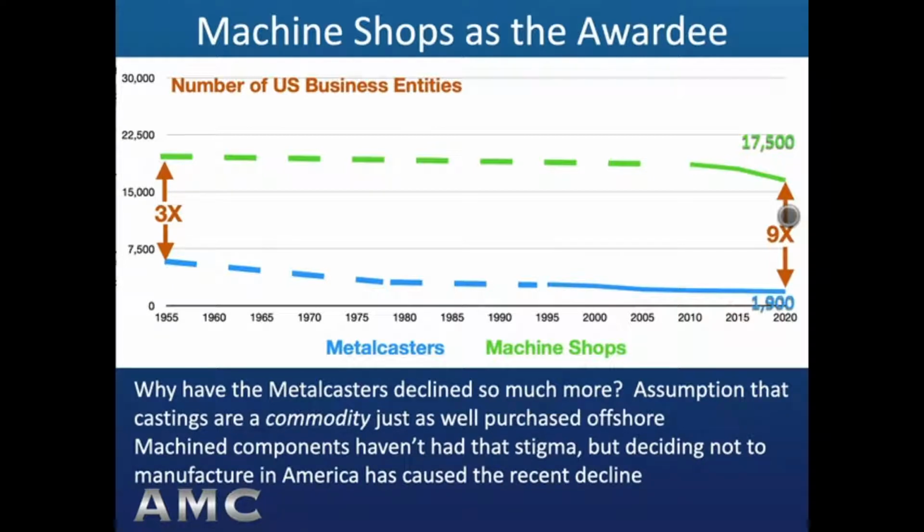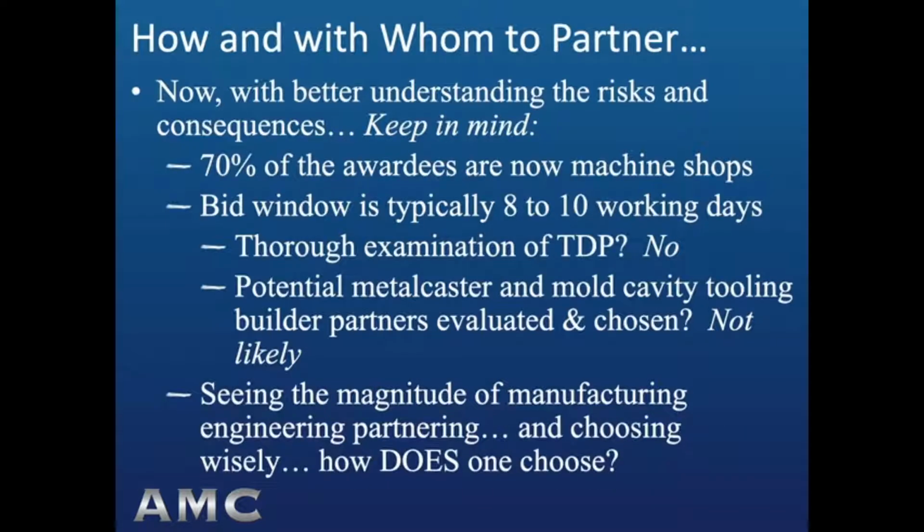Well, now with hopefully better understanding of the risks and consequences, to address the problem of how and who to choose, please keep in mind machine shops are now about 70% of the awardees. The bid window is typically about 8 to 10 working days. So here are some harsh realities to digest. Is there sufficient time for an adequately thorough examination of the TDP? No way, really no way.